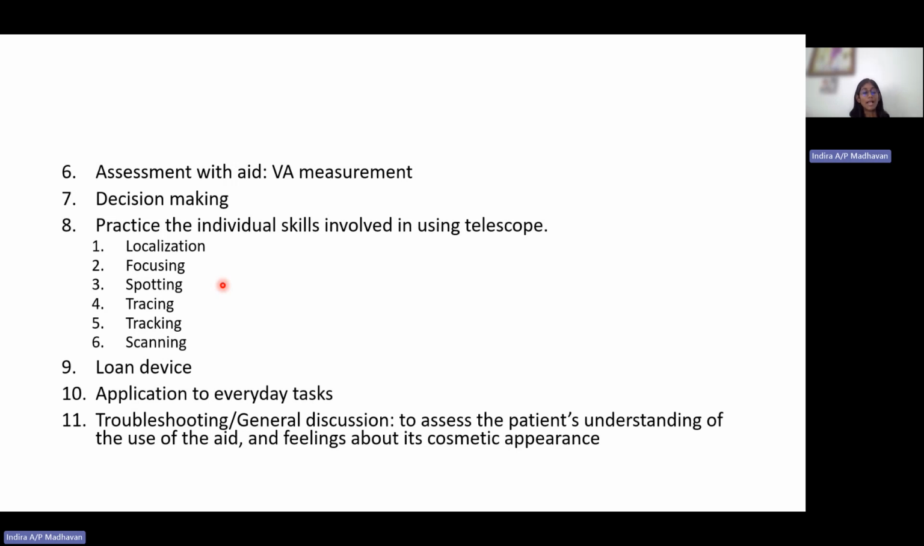So when they come back, then we troubleshoot. Assess the patient's understanding in using it, and what their feeling is about the cosmetic appearance. Or if they say that it was good when I was using it in the clinic, but now it's not good, I see blur, then you ask them to show you how they are actually using the telescope. Sometimes patients use the objective lens to view things. So that might not work. The technique that they use is wrong. So you ask them and then you troubleshoot that.